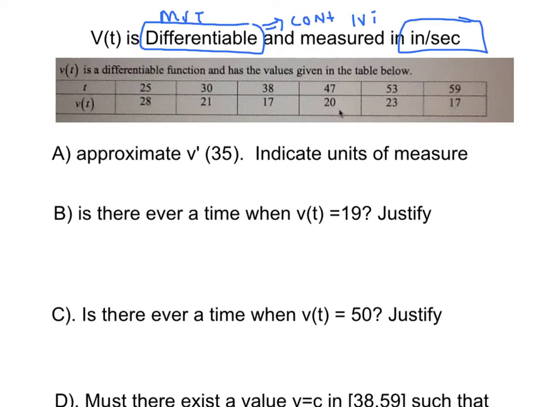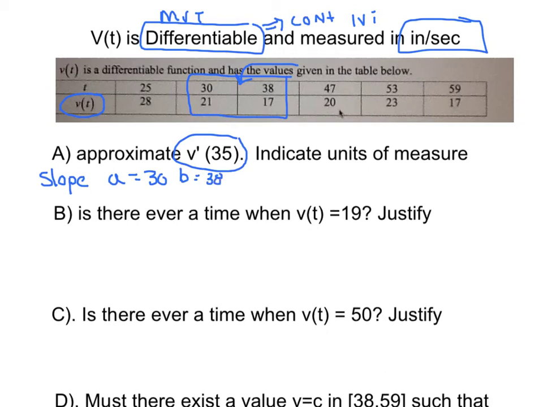So again, I say to myself, I have V, I want V prime. Common sense should tell you that we're just looking for the slope. So I'm literally going to do the slope formula. Now I have to approximate 35, so it's not going to be the exact answer, but I'm just going to approximate. It falls between these two values. So I'm going to apply the slope formula in this section. I'm going to say my A is 30 and my B is 38.